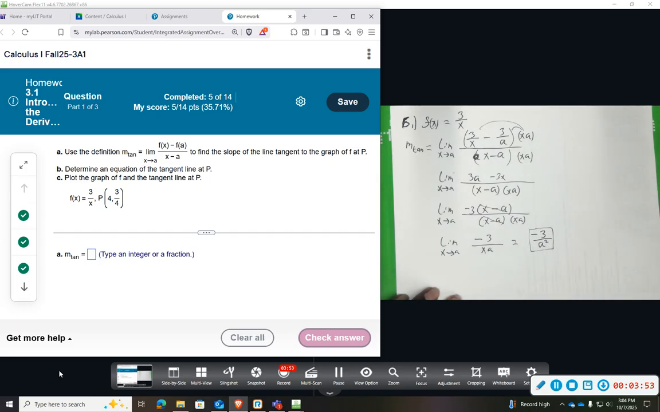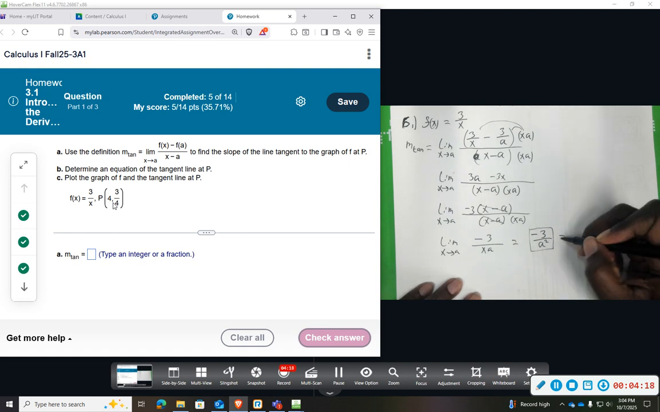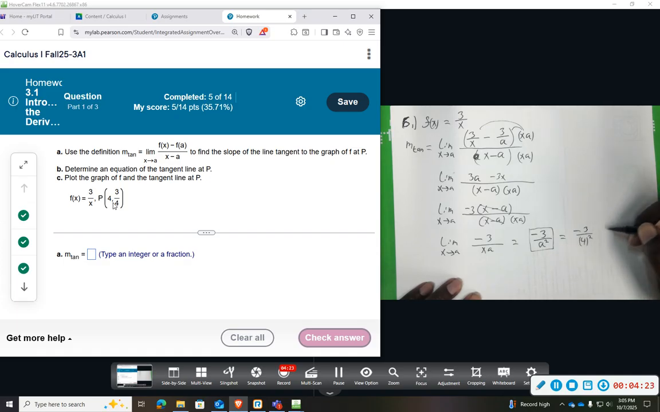So this will give us the function for the slope of our tangent line. We want to use the point P at this point to get the slope. So it says find the slope of the tangent line at point P. So at this point, we're going to plug in the x value of 4 for the a value. So negative 3 over, so now we have 4 squared. That will give us negative 3 over 16. So this would be our slope, negative 3 over 16.